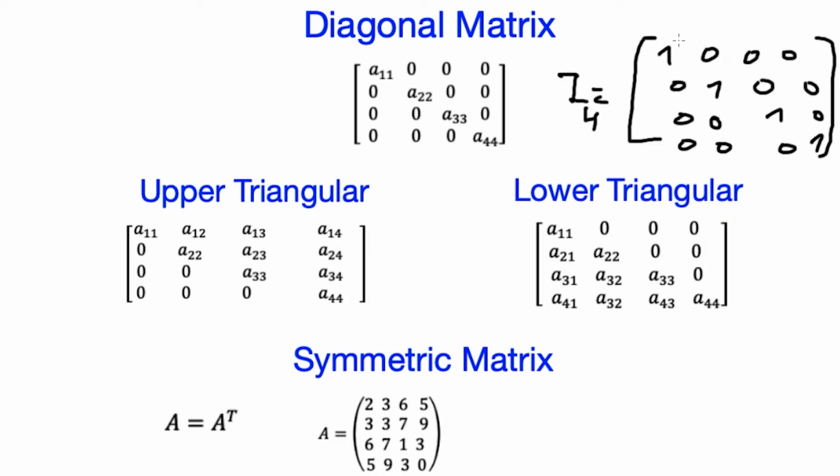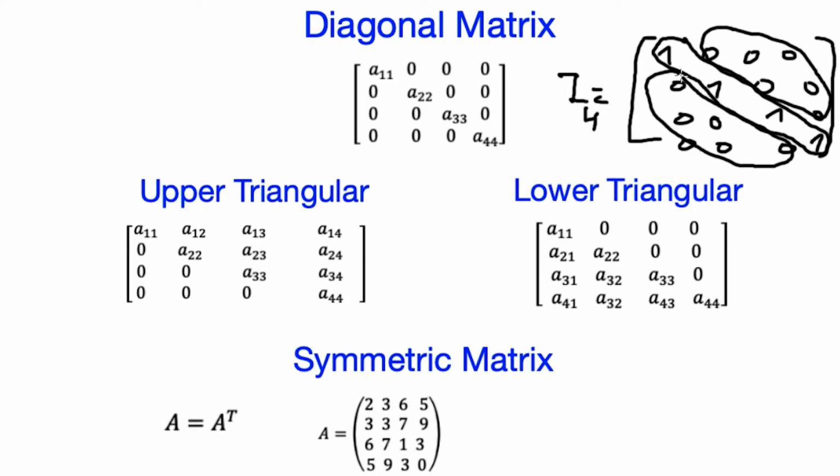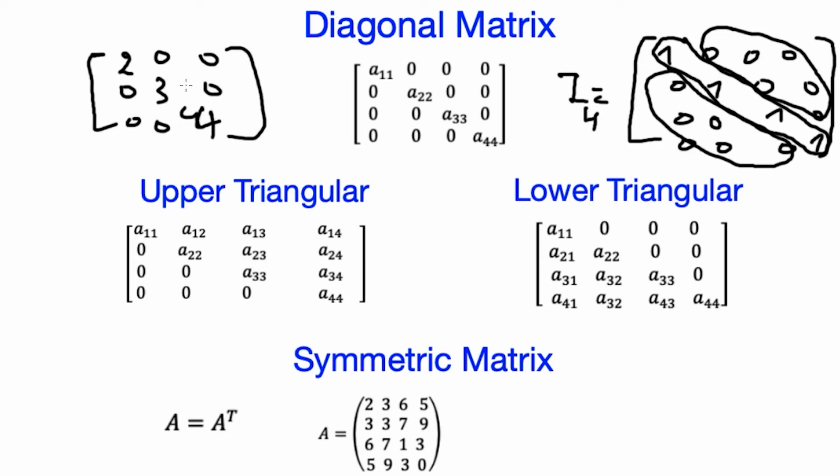So the diagonal here can be any element, but all these entries off the diagonal must be equal to 0. So any matrix that has zeros here and some numbers on the main diagonal, we say it is diagonal. For example, a matrix with 2, 3, 4 on the diagonal and zeros elsewhere, this is a diagonal matrix. And even if we have 0, for example, here, or 0 here, it's still a diagonal matrix.